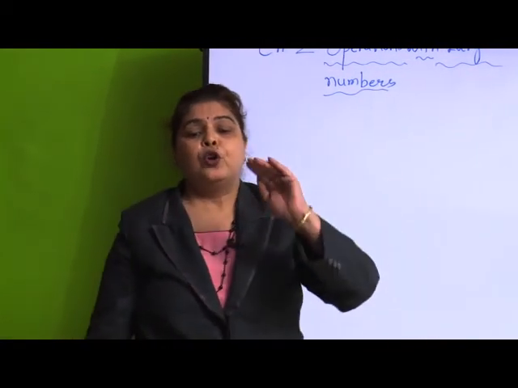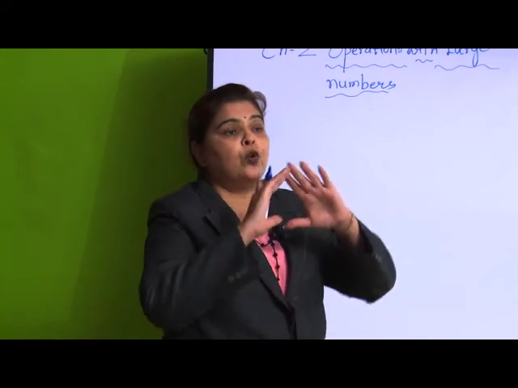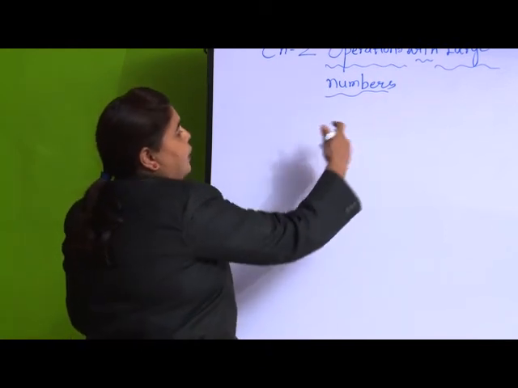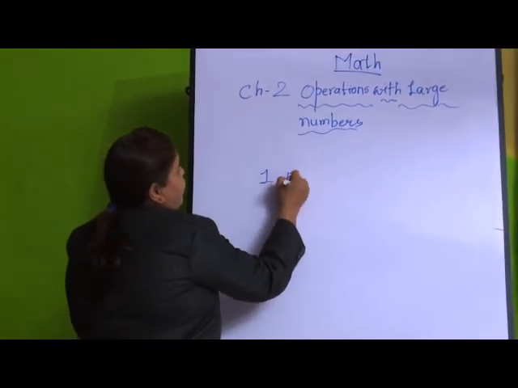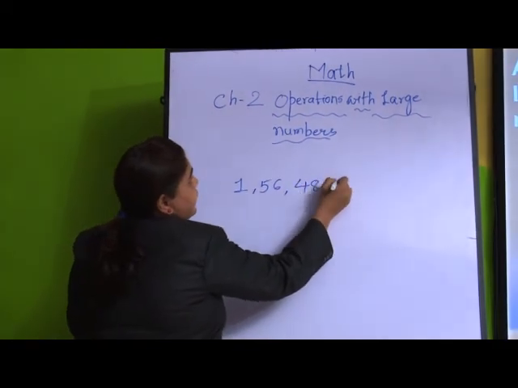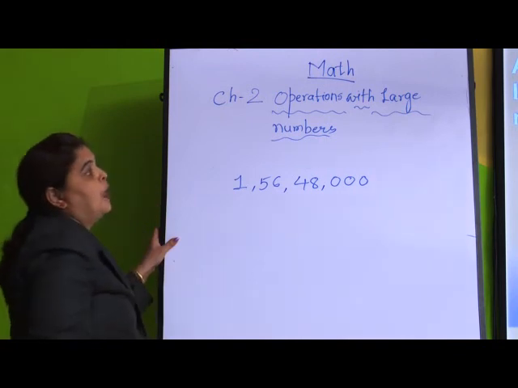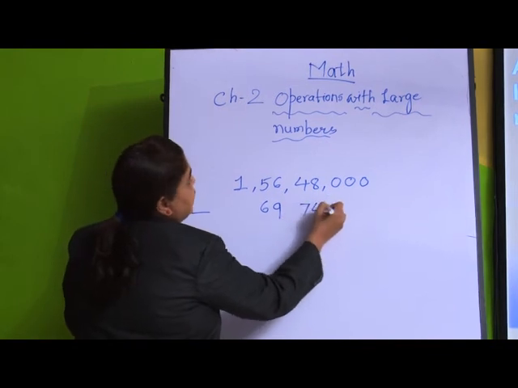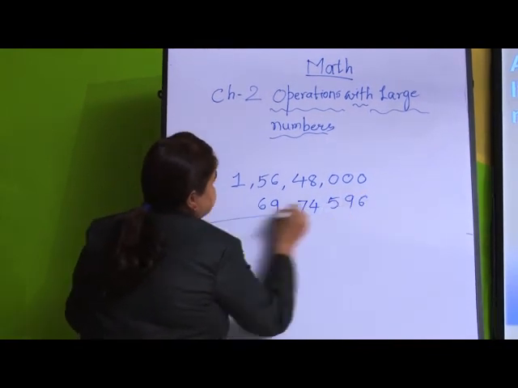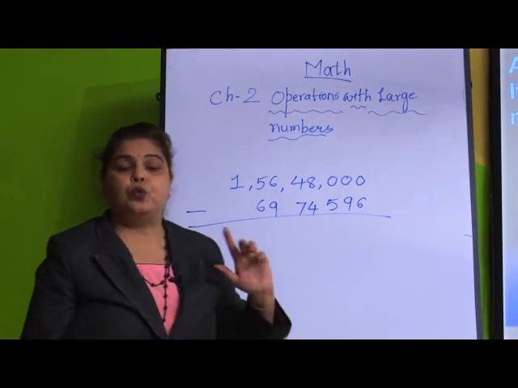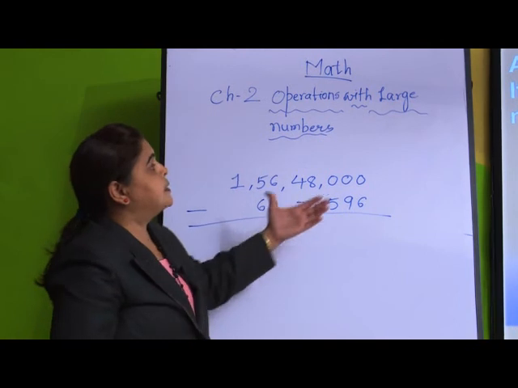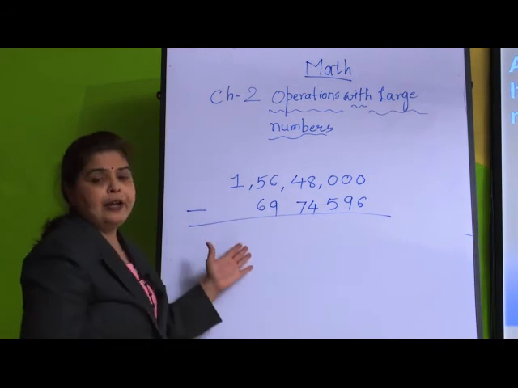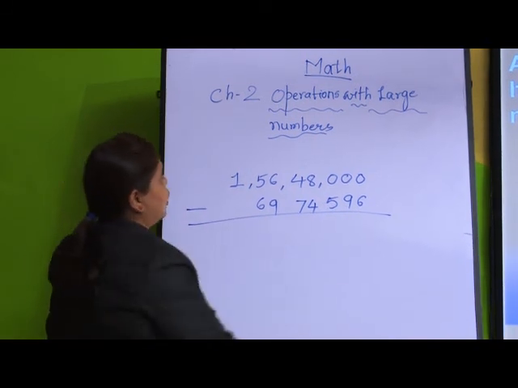So, to find the money saved, first we take total earning minus expenditure. The earning of the supermarket is 1 crore 56 lakhs 48,000. Expenses is 69 lakhs 74,596. When it is a word problem, you have to write the statement: what is the earning of the supermarket and the expenditure of that supermarket. I told you it's a very simple operation; we have to solve this. In short, we will go for this.